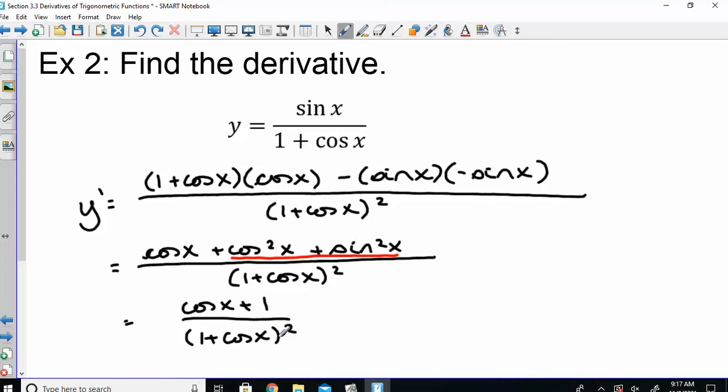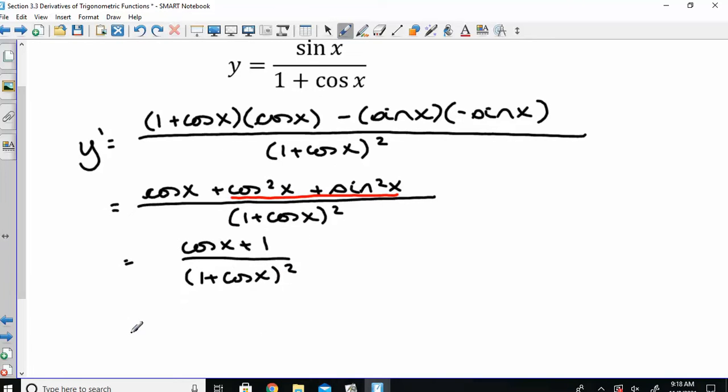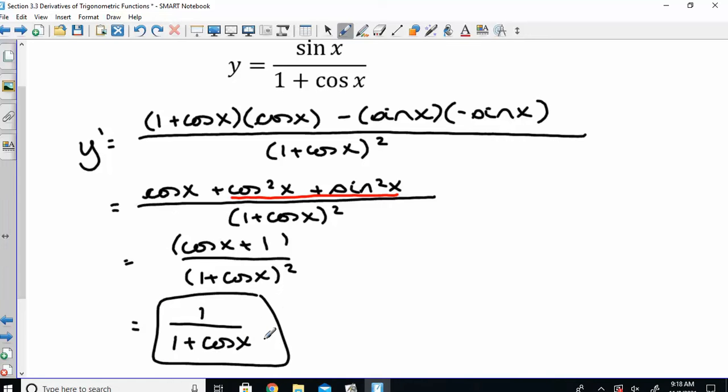Anything else? Go ahead and reduce. Isn't cosine x plus 1 the same as 1 plus cosine x? So we could cancel one of those off top and bottom. So we get 1 over 1 plus cosine x. So make sure we simplify as much as we can.